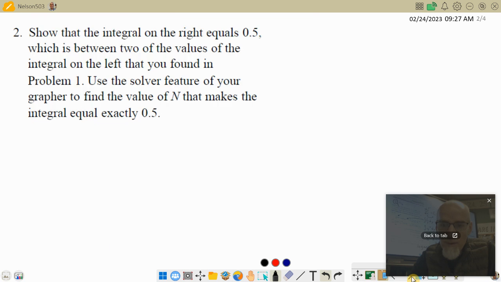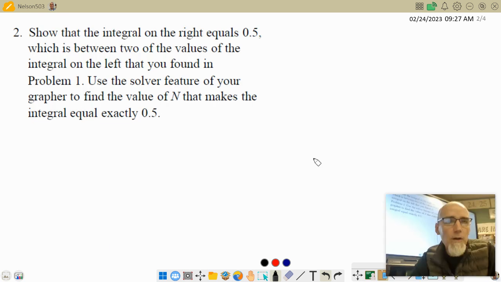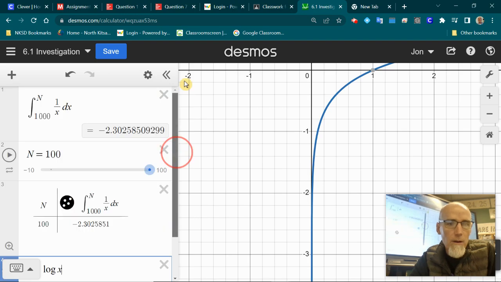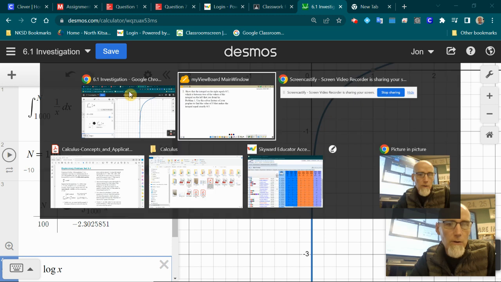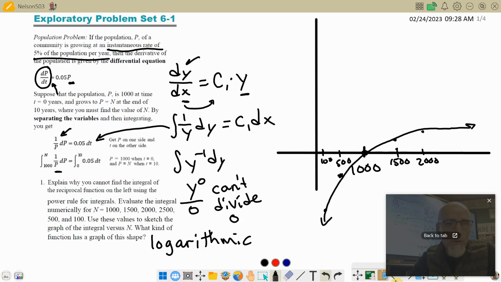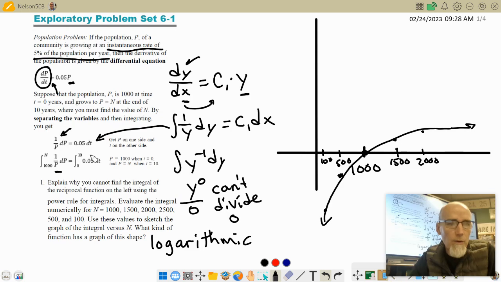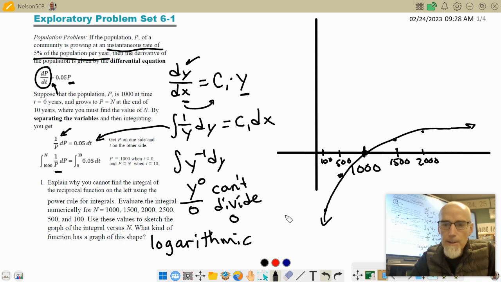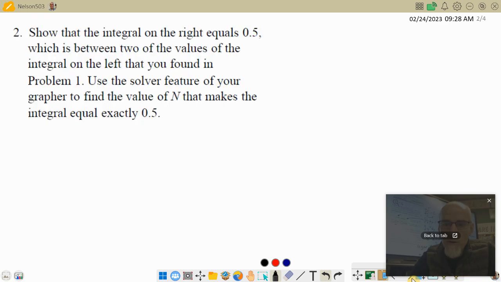All right, hey, next one. Show that the integral on the right equals 0.5, which is between 2 of the values of the integral on the left that you found in problem number 1. Okay, so what was on the right side of our integral? Let me look back here for a second. Let's go back a page and see what that problem was all about. So on the right side, we're supposed to show that from 0 to 10, 0.5 dt. Okay, so let's put that down.